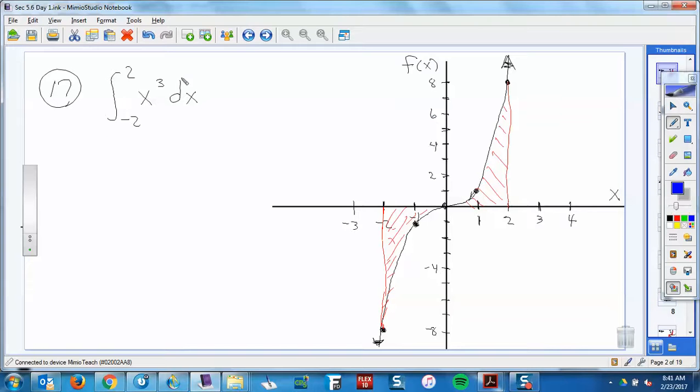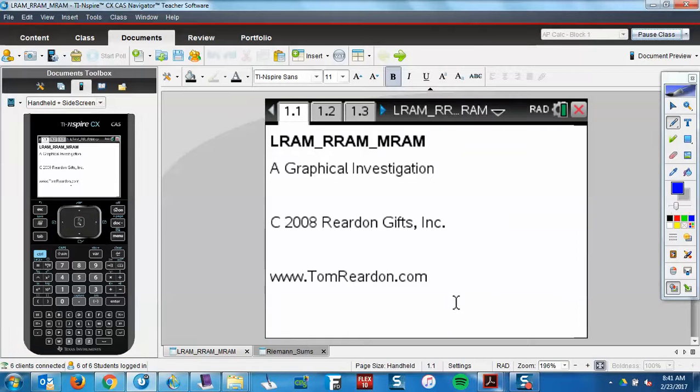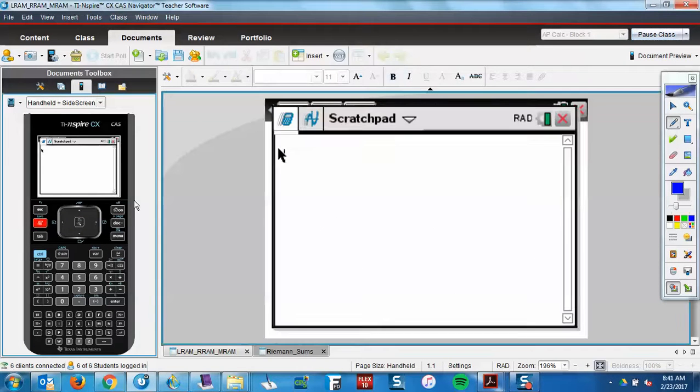Okay, all right, so this is number 17. One of your homework problems is going to be very much like this problem right here. So we want to find this area. Now we know we can do an antiderivative very easily. We can do F of b minus F of a, right? Matter of fact, I probably should show you this. Here's the point right here.